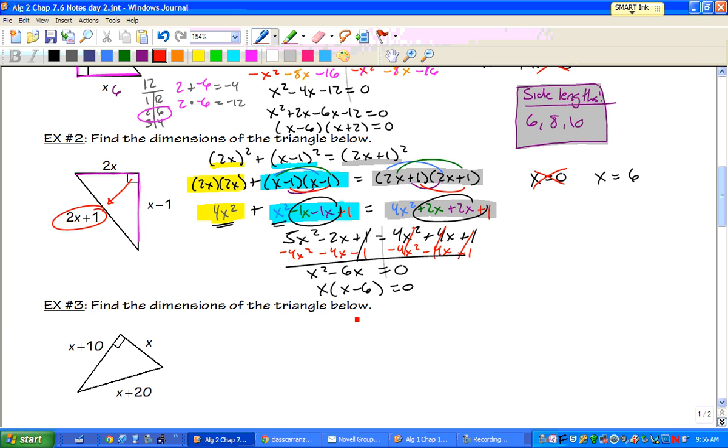We can't have a length of 0, so plug in 6 to everything. And then that's where we're going to get our answers. Okay? Our side lengths, we get 5, 12, and 13.